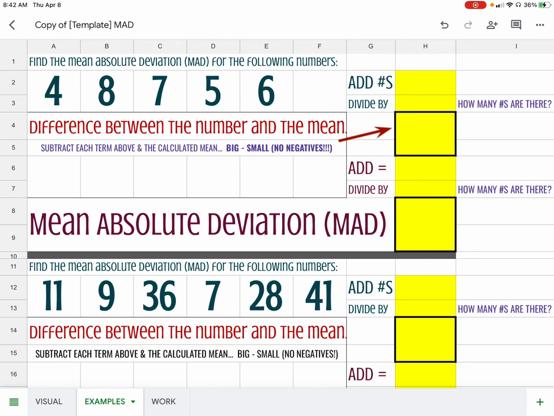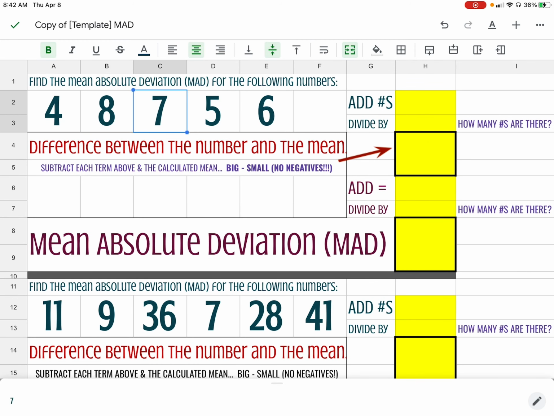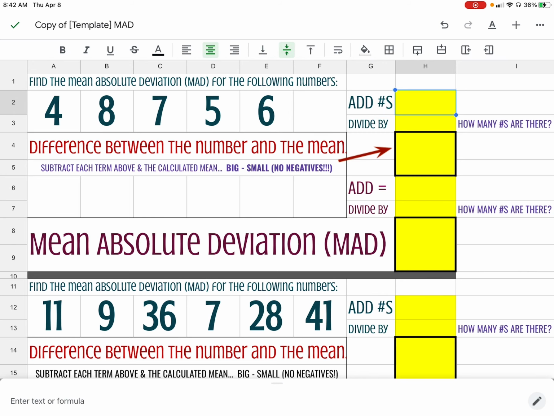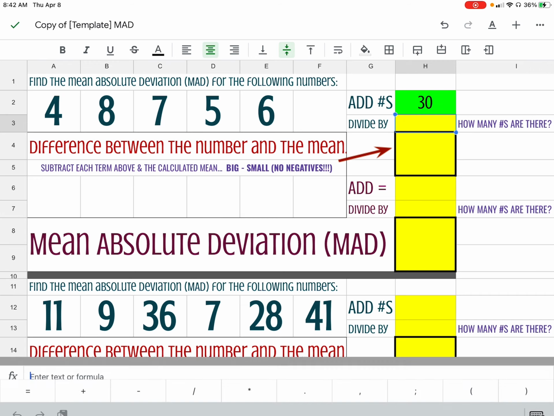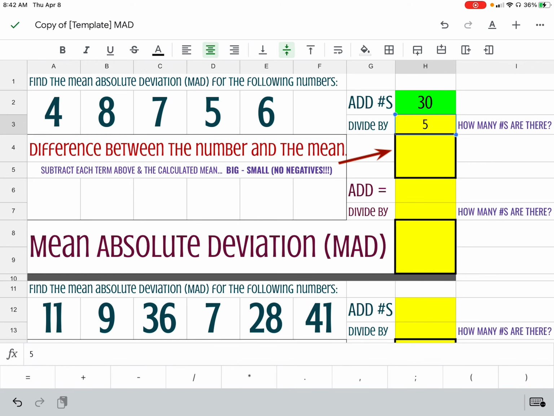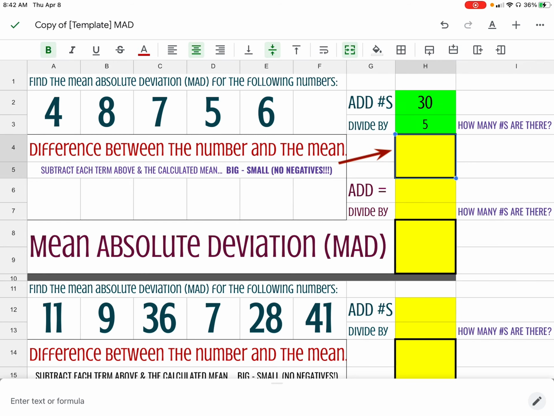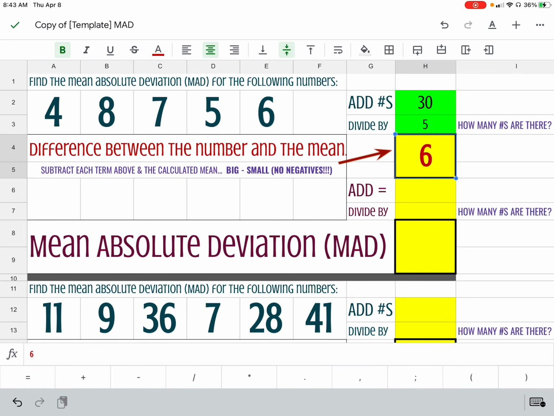So let's go to the examples tab now. So here we're going to add them all up. 4 plus 8 is 12, 19, 24, and 30. We're going to divide by 5 in this case because there are 5 numbers, which makes my mean 6.